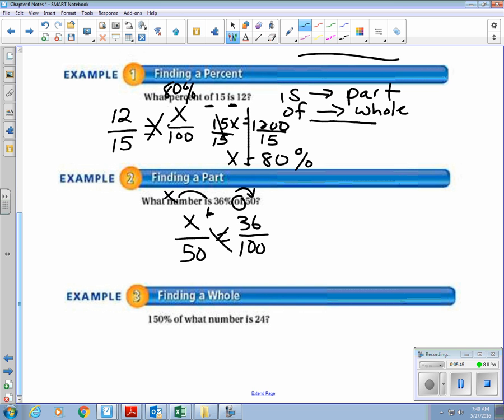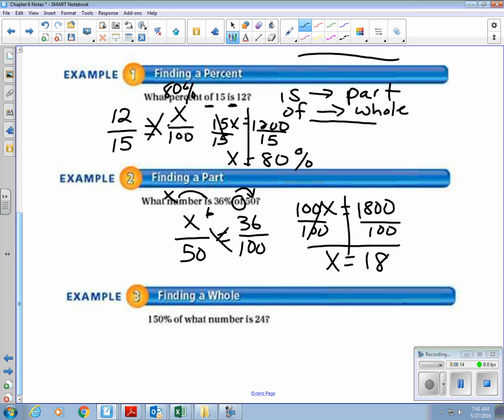All right, we can go ahead and do our cross multiplication to find out what x is. So we're going to get 100x is equal to 50 times 36, which we'll do on a calculator. And that is equal to 1,800. And we can go ahead and solve this. Divide both sides by 100. Those hundreds cancel out, and x is equal to 18.